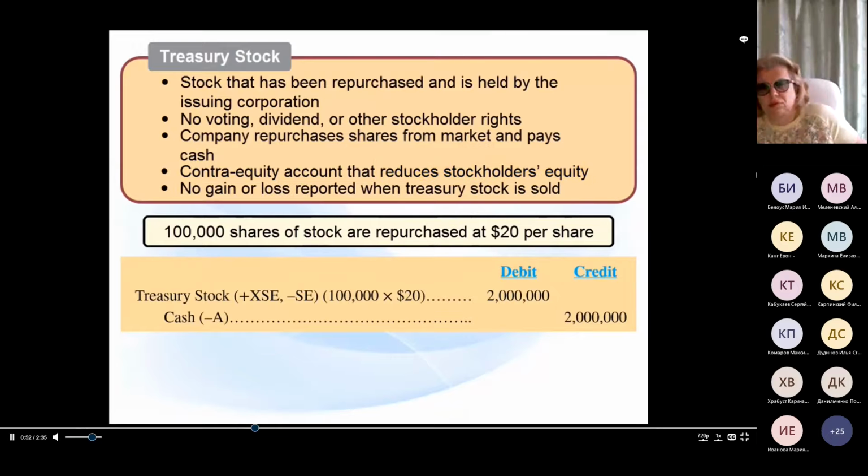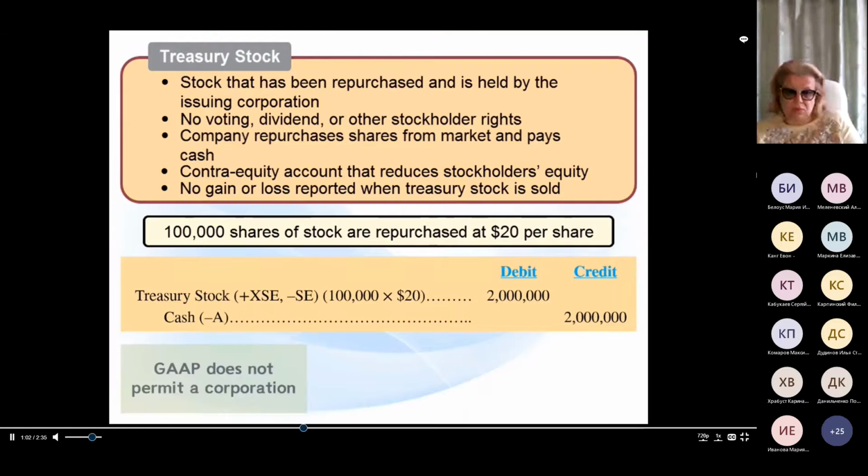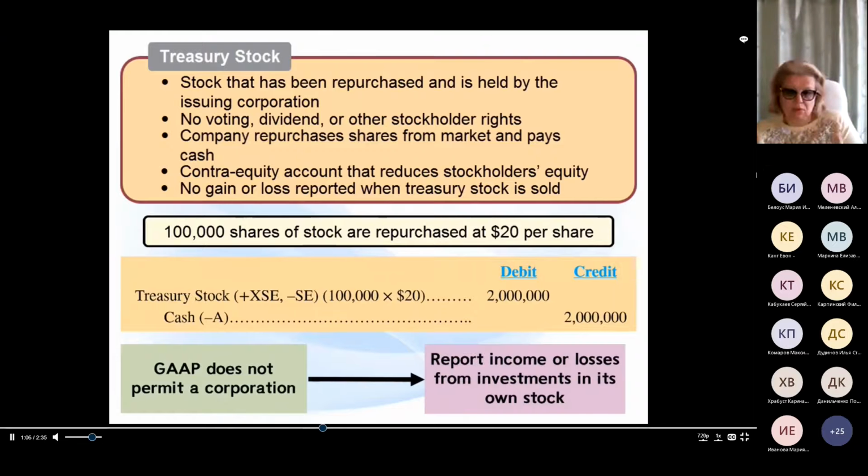When a company sells its treasury stock, it does not report an accounting profit or loss on the transaction, even if it sells the stock for more or less than it originally cost to repurchase the shares. GAAP does not permit a corporation to report income or losses from investments in its own stock because transactions with the owners are not considered normal profit-making activities.